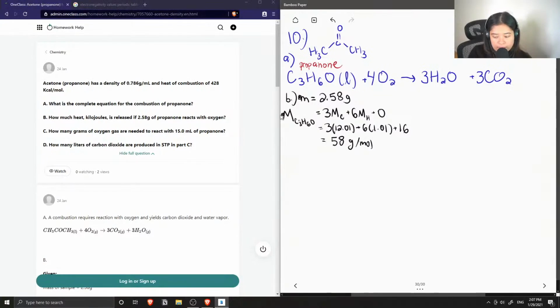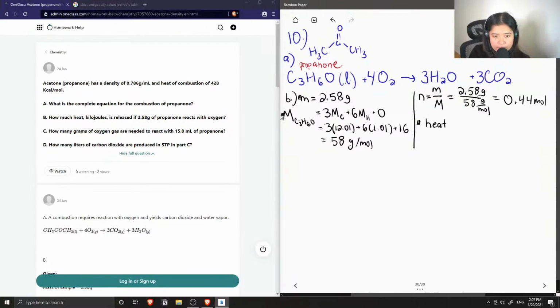Okay, so we have our mass and our molar mass. And the next part is to calculate the number of moles. So number of moles is equal to mass divided by molar mass. So we just need to plug in our values. 2.58 grams divided by 58 grams per mole gives us 0.44 moles of propanone. So to calculate heat, we know that the heat of combustion is 428 kilocalories per mole. So since we're given the number of moles, all we need to do is multiply these two values.